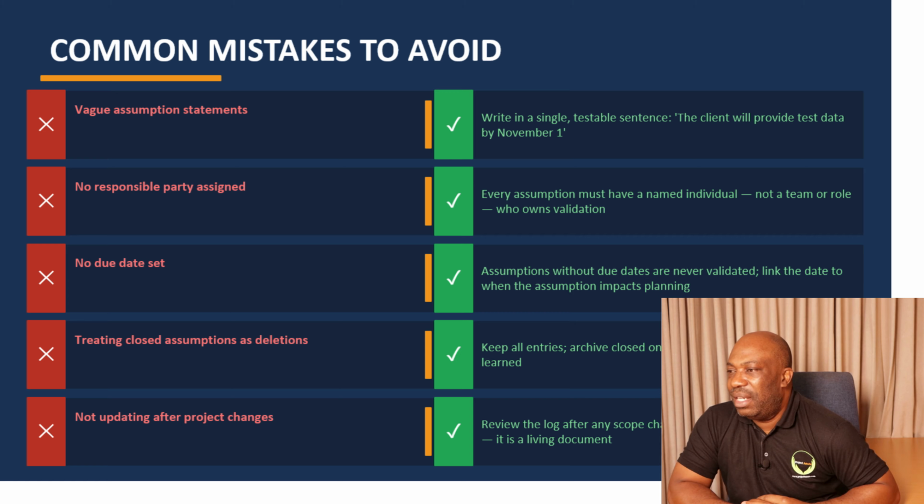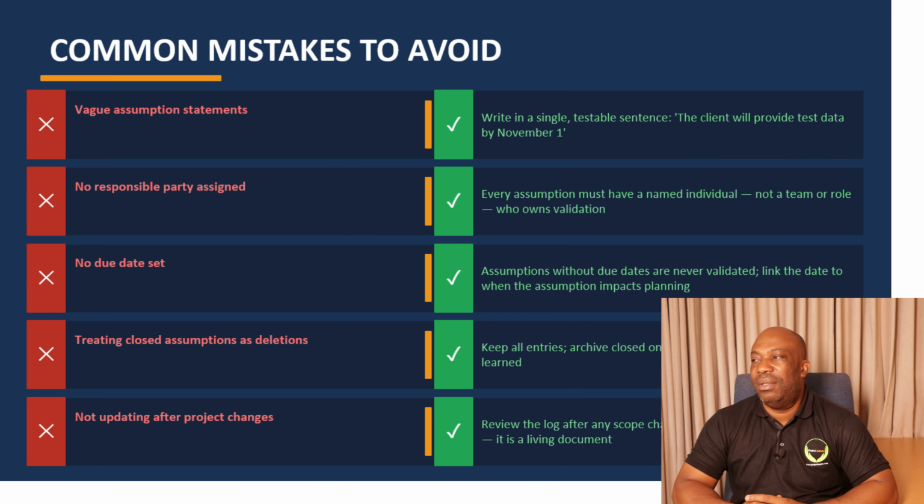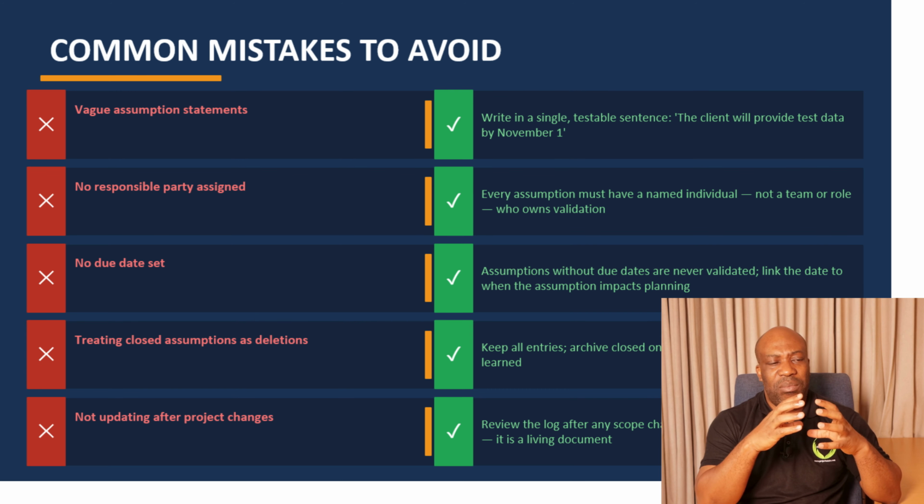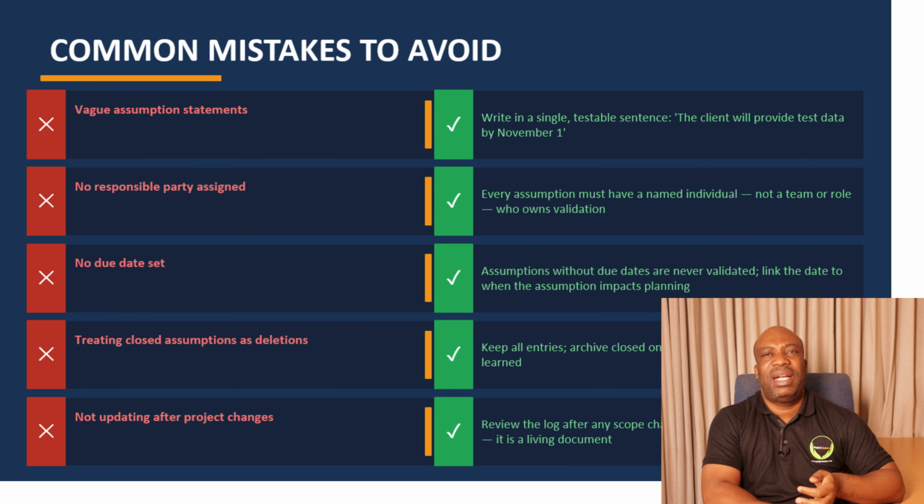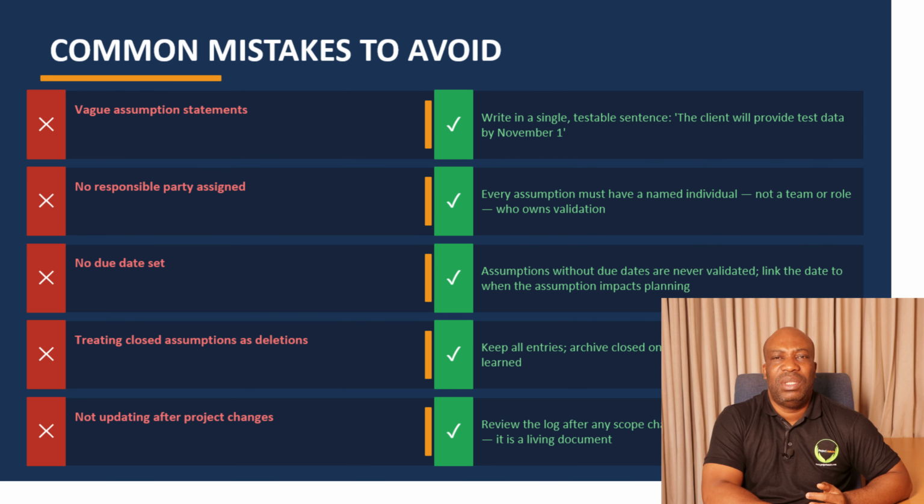Then mistake number 3 is no due date is set. Mistake number 2 and mistake number 3 go hand in hand. If you don't put a responsible party, you're most likely to also avoid putting the due date. So the due date should always be captured in the assumption log. The moment you put the responsible party, you put the due date.